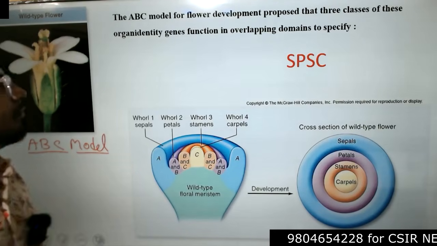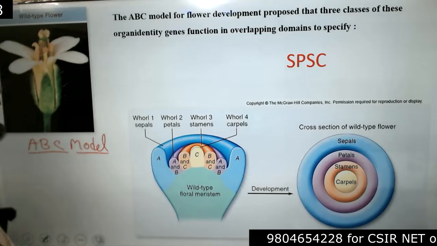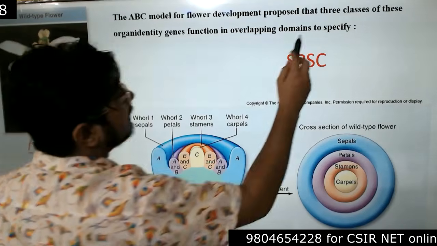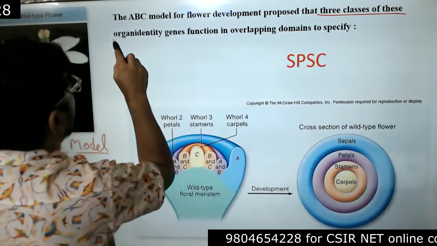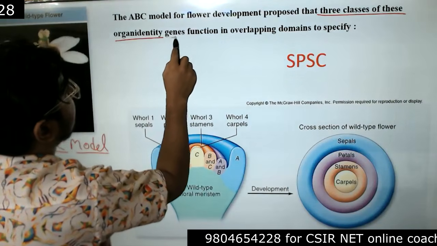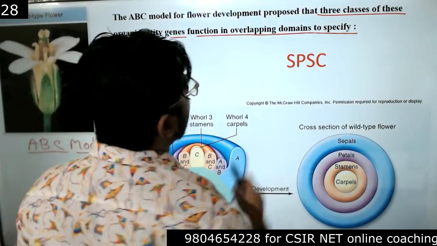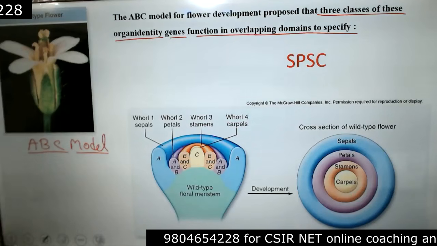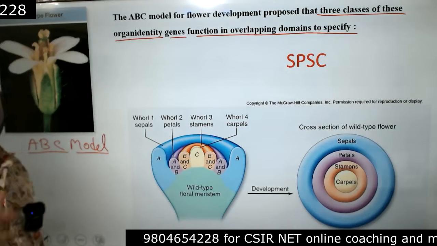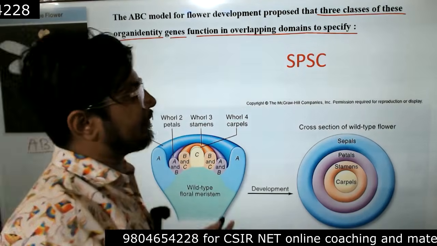And we know in the flower, the ABC model is proposed that there are 3 classes of these organ identity genes functioning in overlapping domains to specify. So the thing is, there are different organ identity genes. How exactly is the flowering done?